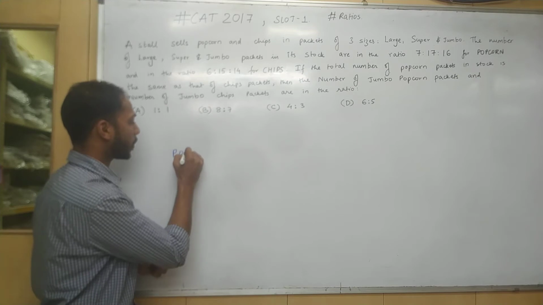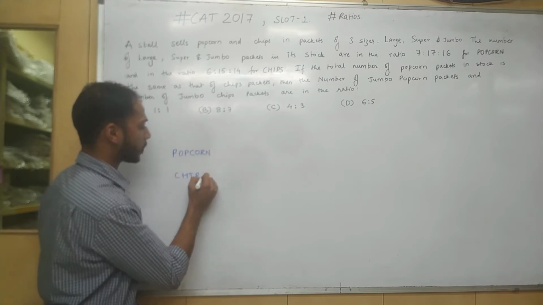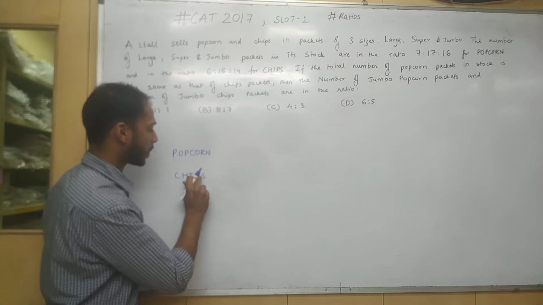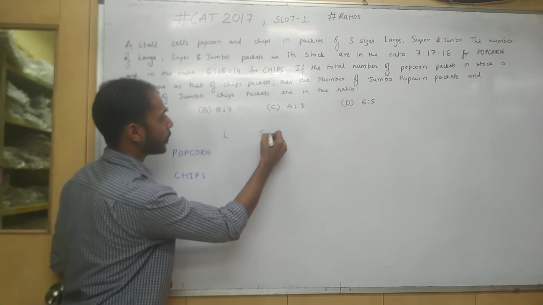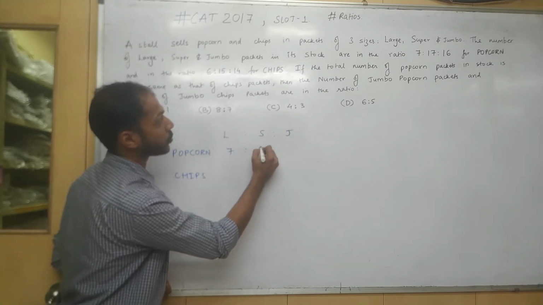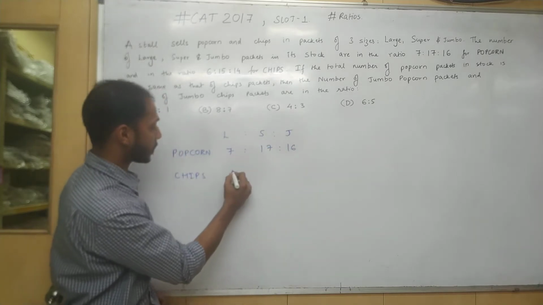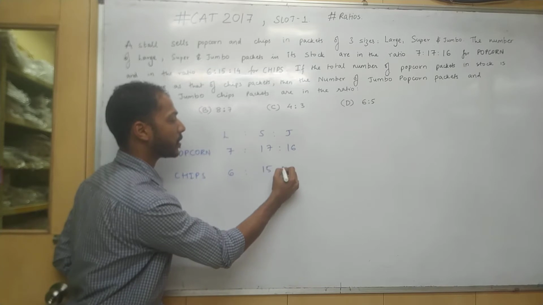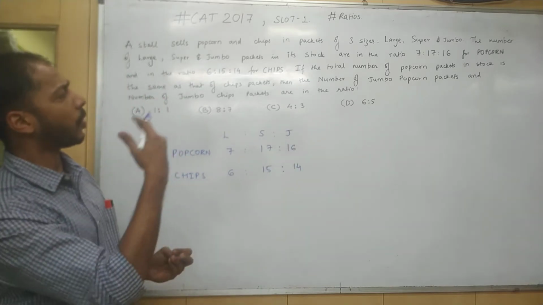For popcorn and for chips, the ratio of large to super to jumbo is 7:17:16, and for chips it is 6:15:14. Okay, now let's move forward.